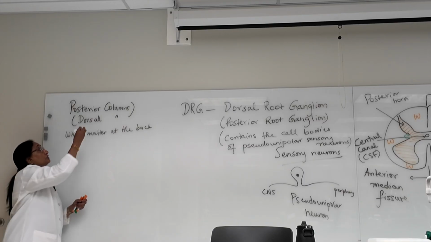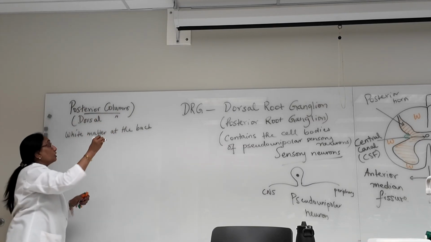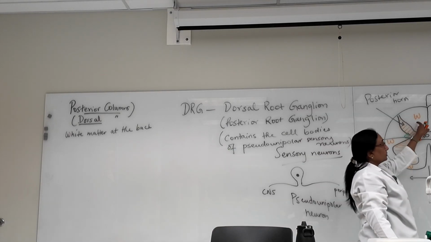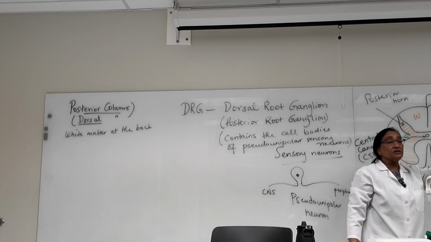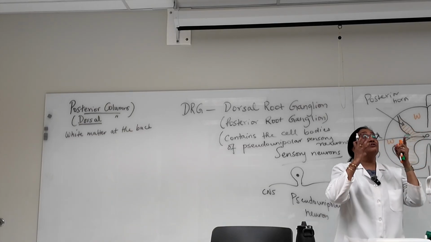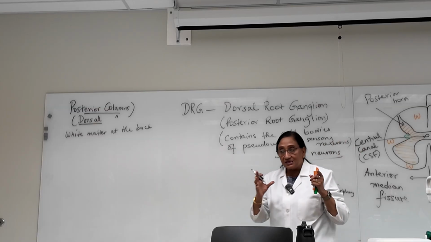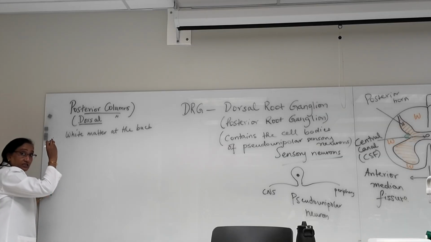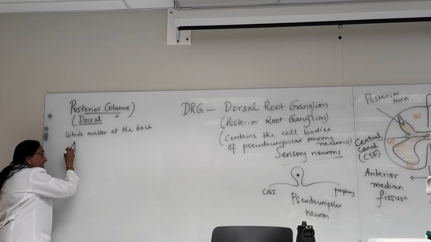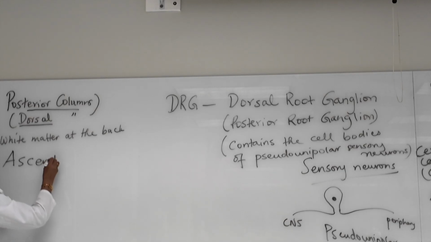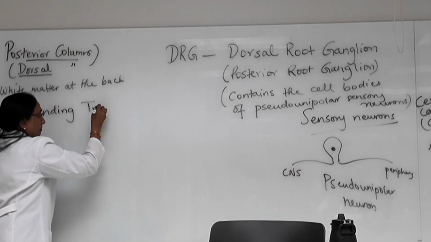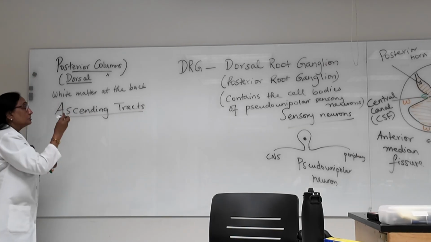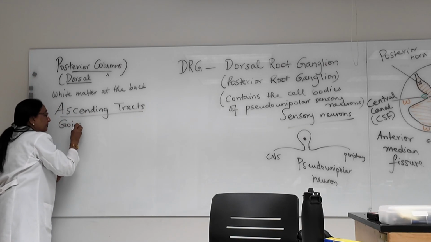But all you need to know is the posterior column. This is the name you want to know, or dorsal column. Where is it? It is at the back. Okay? One on either side of this posterior median sulcus. What kind of a column is this? What kind of a tract is it? What are these myelinated axons? Posterior columns are ascending tracts. When you say ascending, that means they are going up. So they are going up towards the brain.